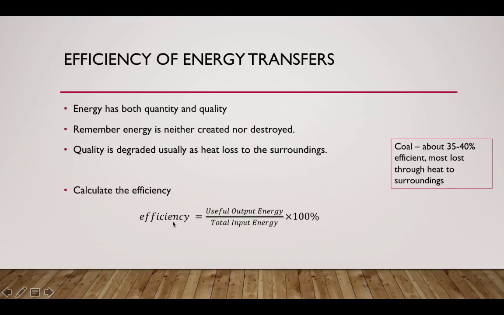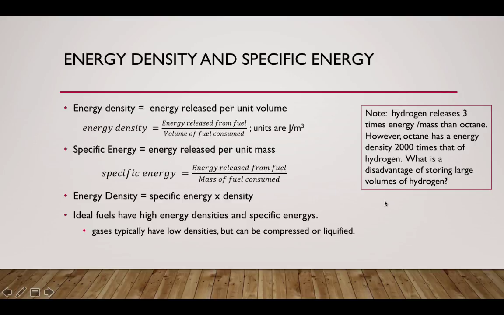All right, to calculate the efficiency, we're going to look at the useful output energy over the total input energy and multiply it by 100%. Just as a reference, coal is about 35 to 40% efficient, and most of that loss is heat during the firing of the coal to produce the heat that turns water into steam, and then the steam turns the turbines, which create electricity.